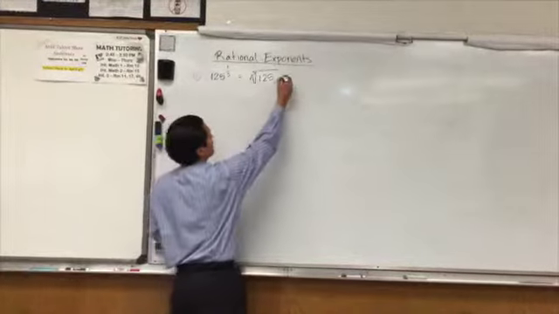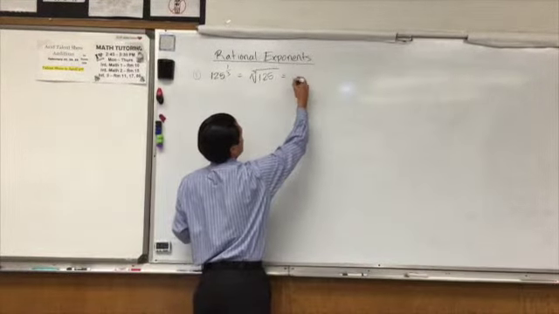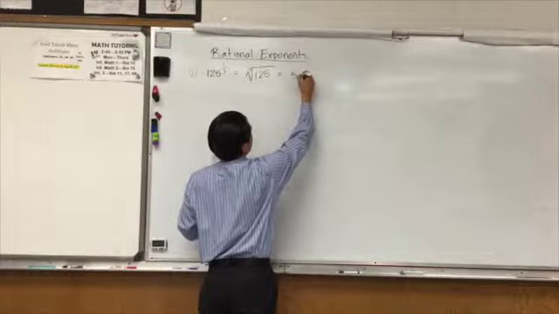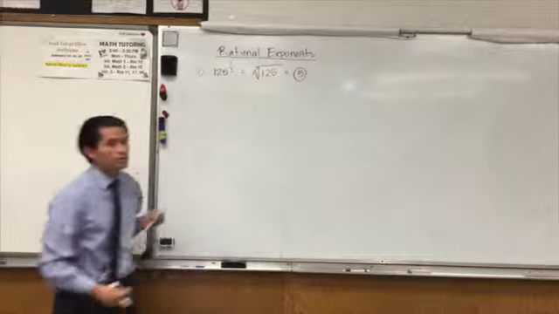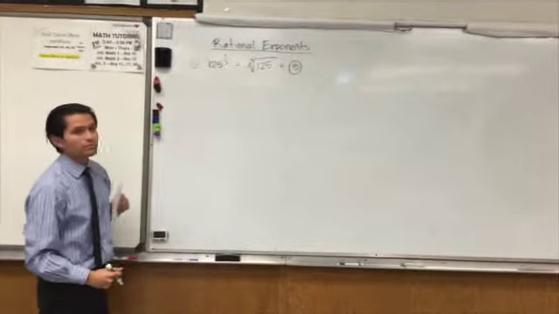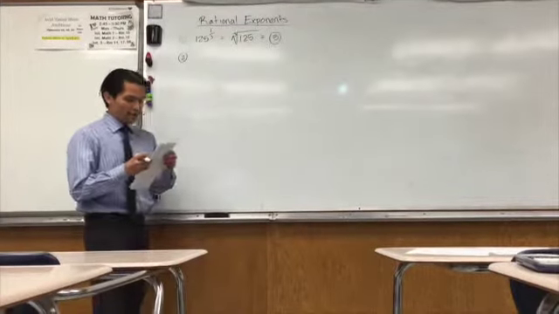Okay? And now what you've got to figure out is what number you multiply by itself 3 times to get 125, and that number is 5. That is your final answer, because 5 times 5 times 5 is 125. Easy? Okay, let's try another one.